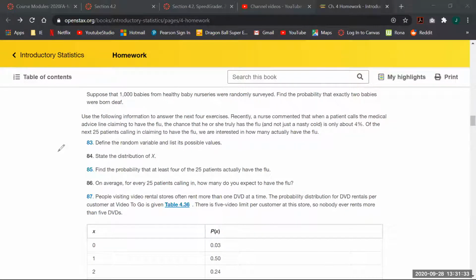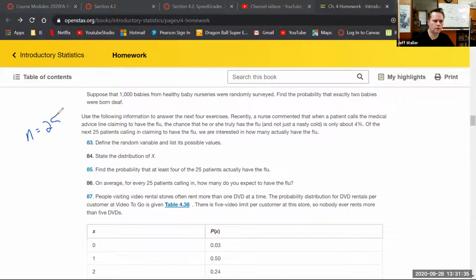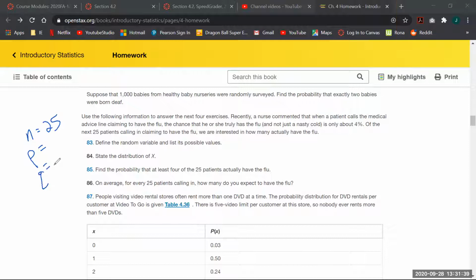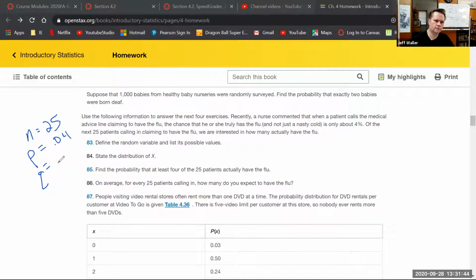Yeah, so N is going to be 25. What's P? 0.04. And what's Q? 0.96. I love it. Those things you have to be able to identify relatively quickly.